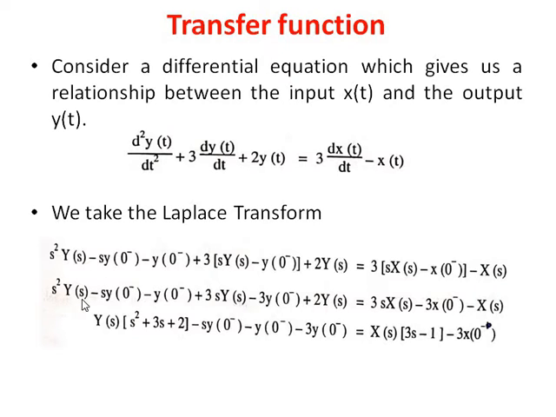This term remains the same. If we multiply these 3 into this, it becomes 3sY(s) minus 3y(0) plus 2Y(s) as it is. These 3 multiply this term, so 3sX(s) minus 3x(0) minus X(s) as it is.